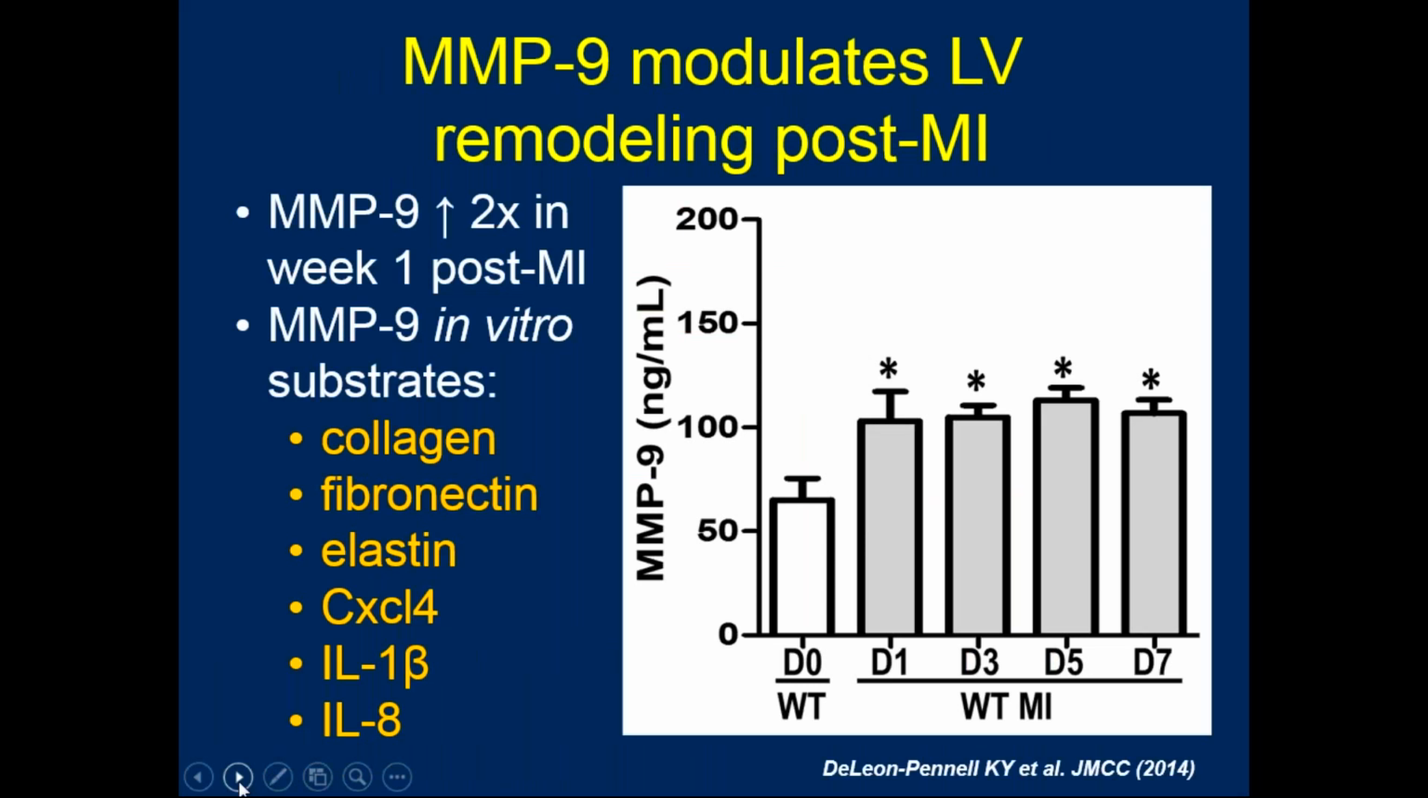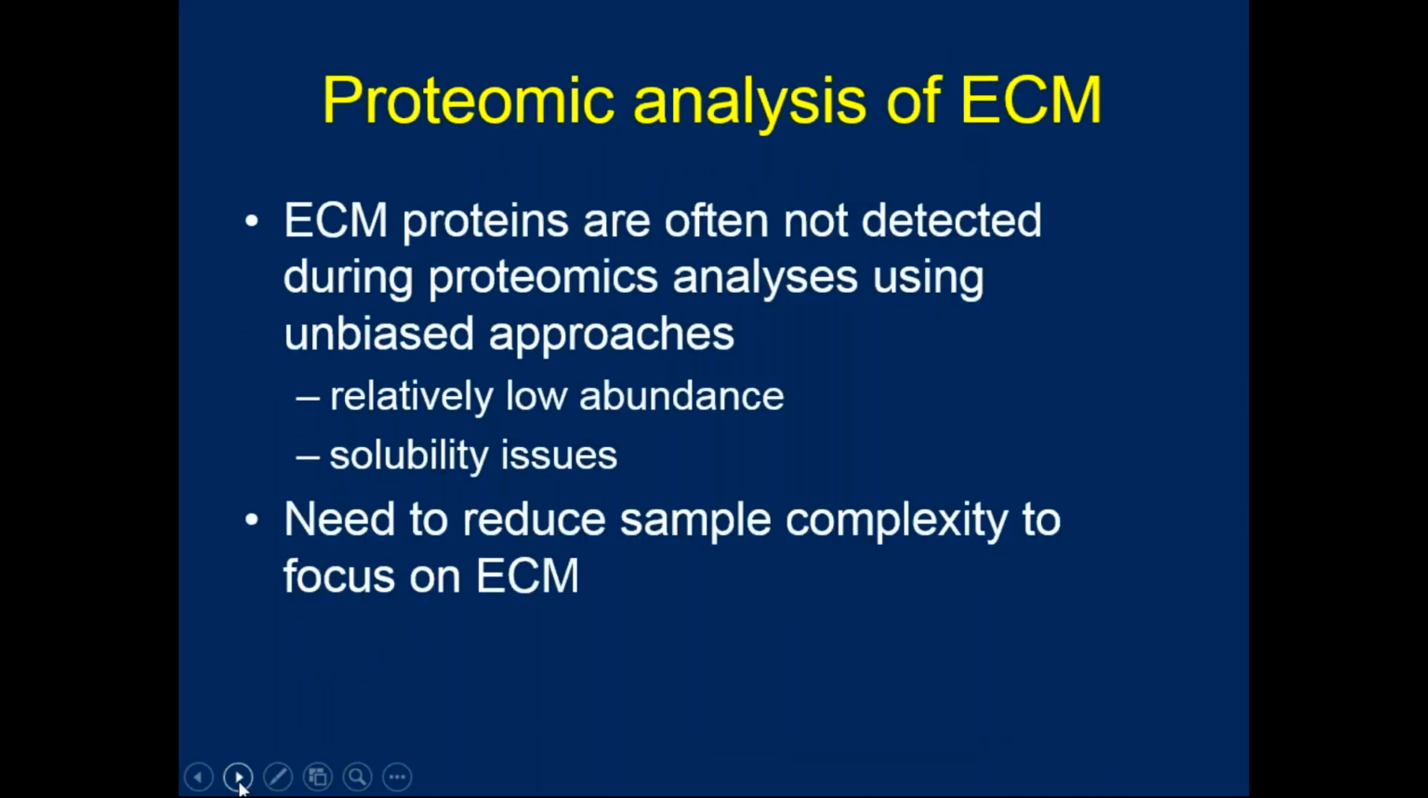So MMP9 is one of the key regulators during the post-MI remodeling process. During the first week, MMP9 doubles in the plasma beginning at day 1 post-MI. There are multiple MMP9 substrates that have been found in vitro. This includes collagen, fibronectin, elastin, as well as inflammatory mediators such as CXCL4, interleukin-1 beta, and interleukin-8.